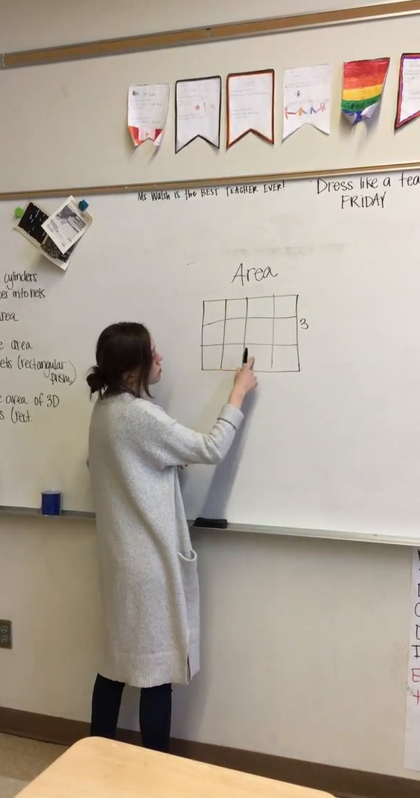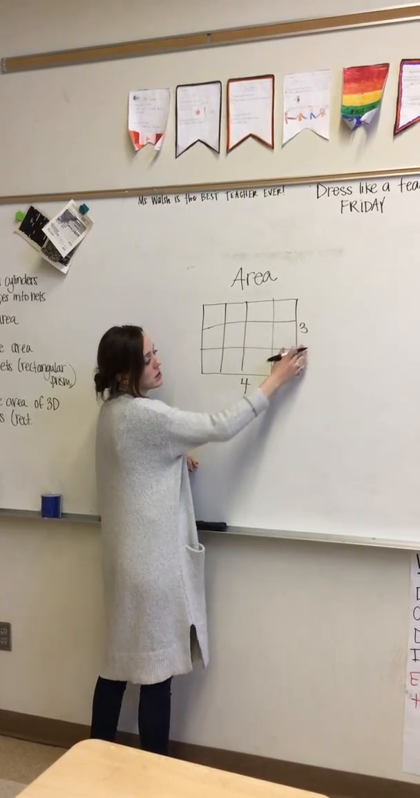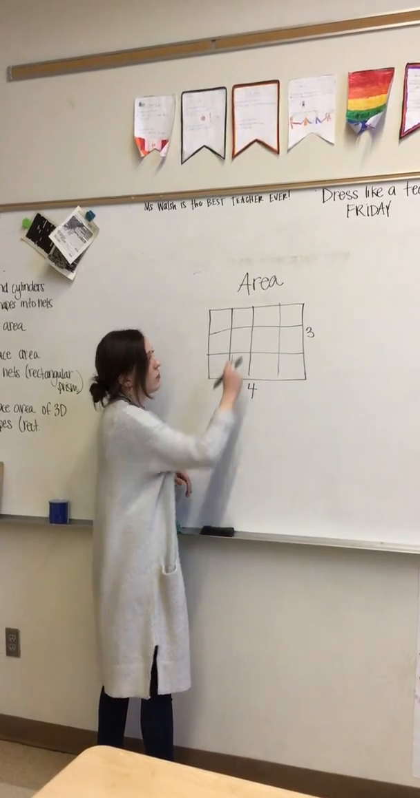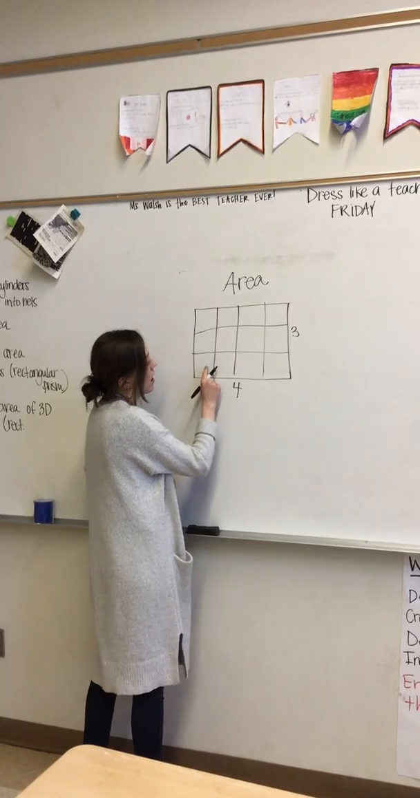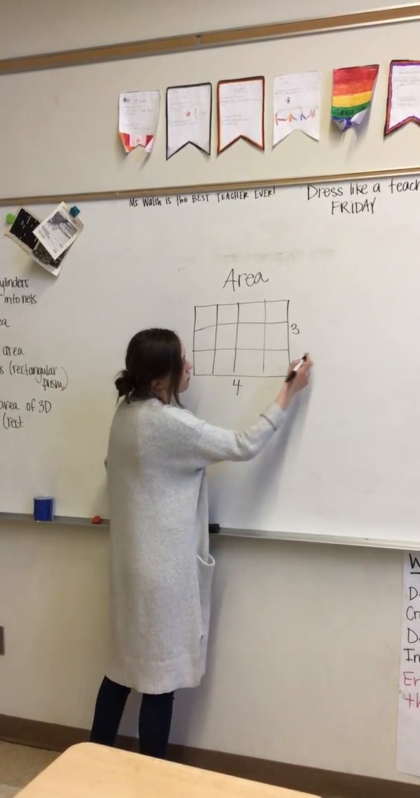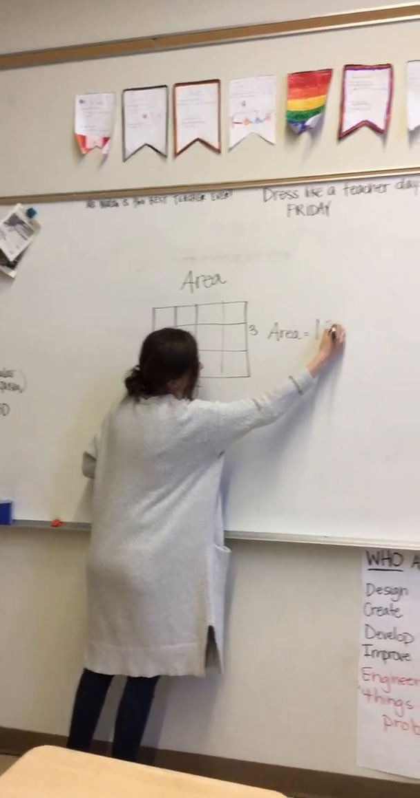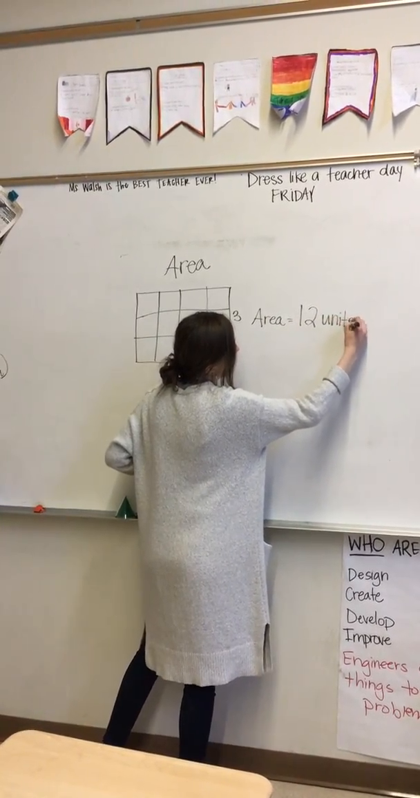So I have 1, 2, 3, 4, and then 1, 2, 3. I've broken it up into equal units, so now I can count the inside and that would tell me the area. So 1, 2, 3, 4, 5, 6, 7, 8, 9, 10, 11, 12. So the area would equal 12 units. And we would say cube.